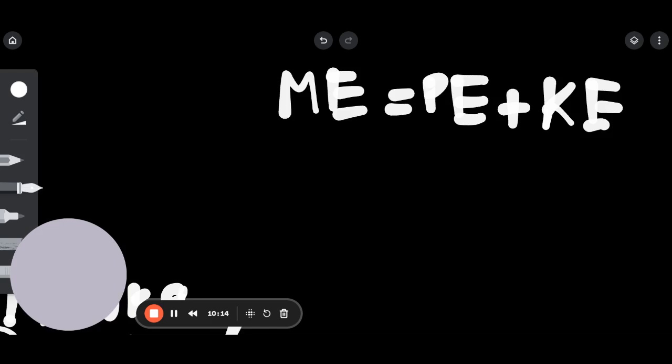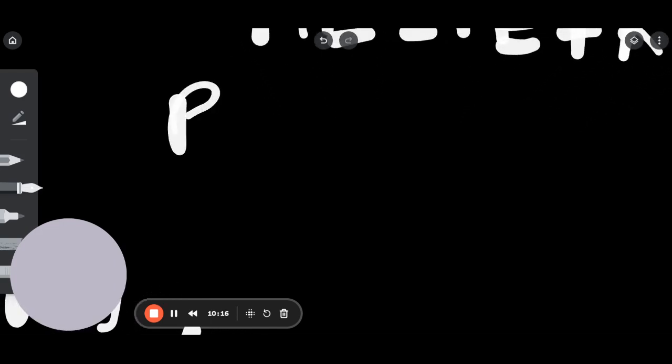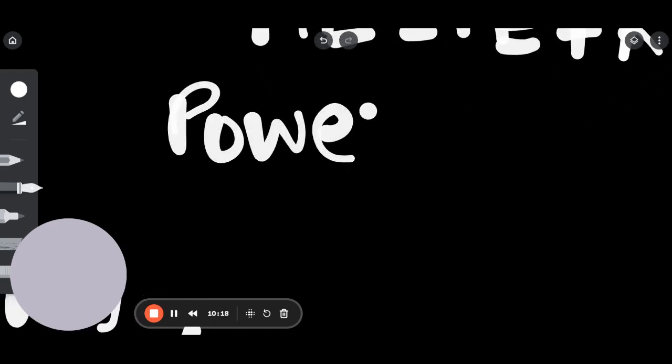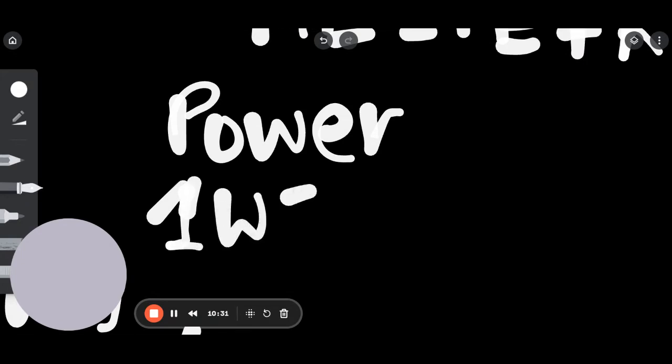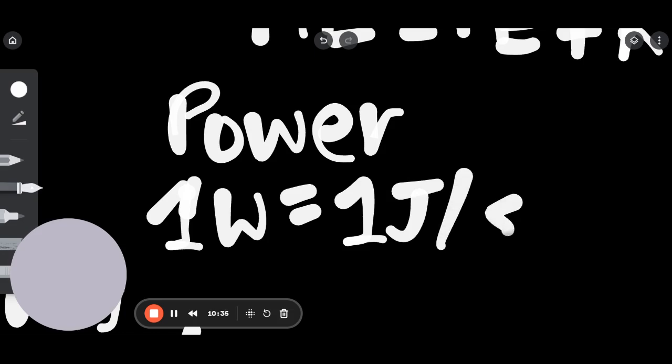Now let's briefly talk about power. Power is not just like Superman, how much power you have. Power is the rate at which work is done or energy is transferred. It's measured in watts, where one watt is equal to 1 joule per second. So if you say, oh, my 20-watt phone charger, that's actually 20 joules per second. That's the amount of energy that's transferred.